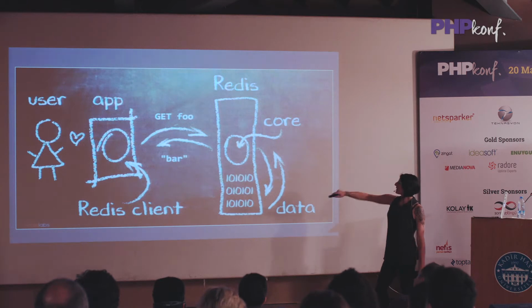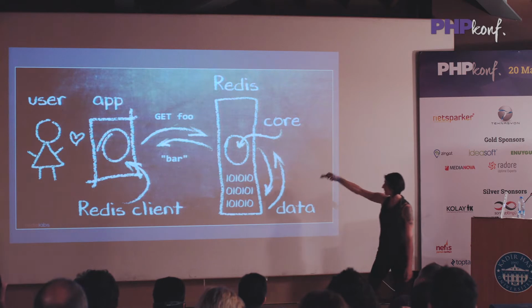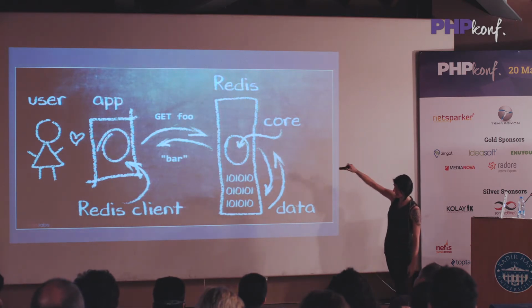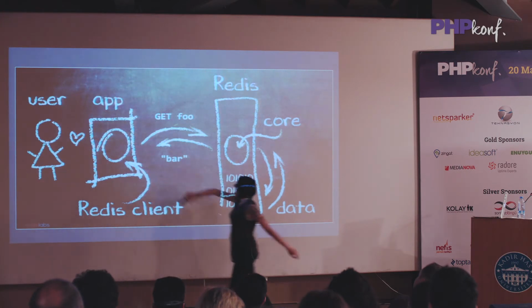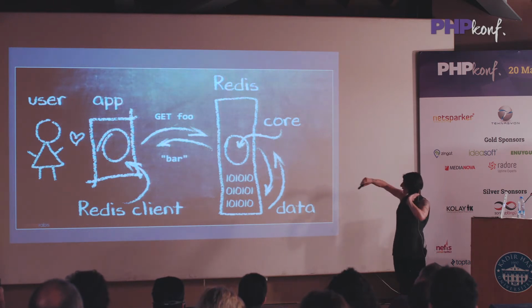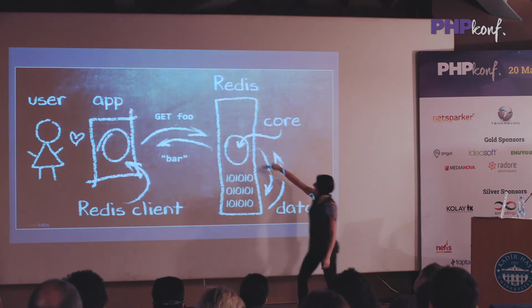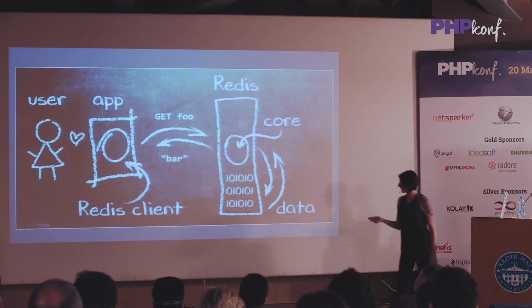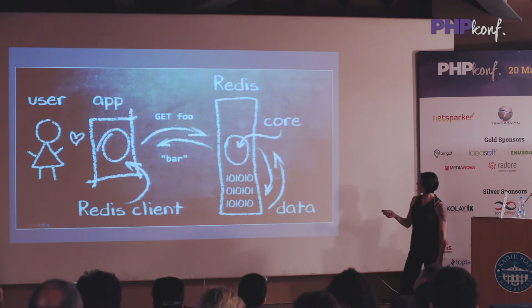So this is how Redis works at the moment. The user connects to the app that instantiates the Redis client. This is the Redis client, this circle. Then the Redis client issues a request to the server that connects to the Redis core, that connects to the data on the low level, and then sends everything back to the core server, and sends the value back to the user.